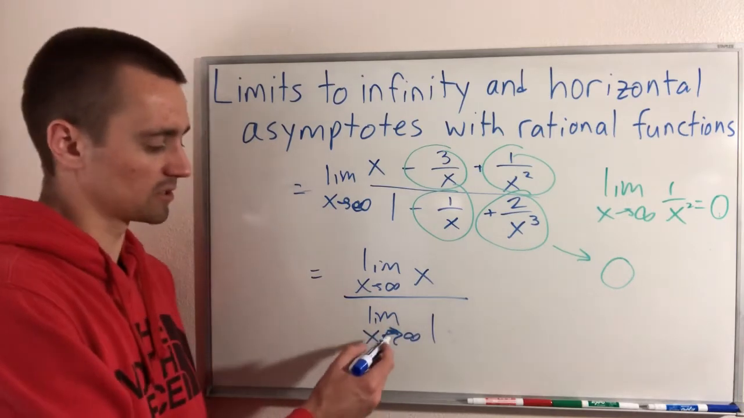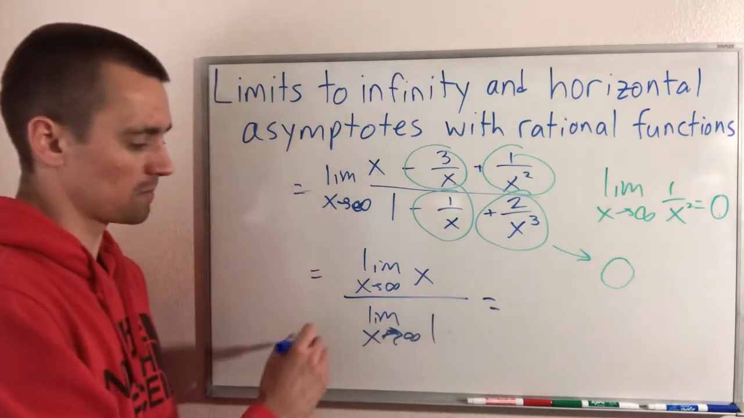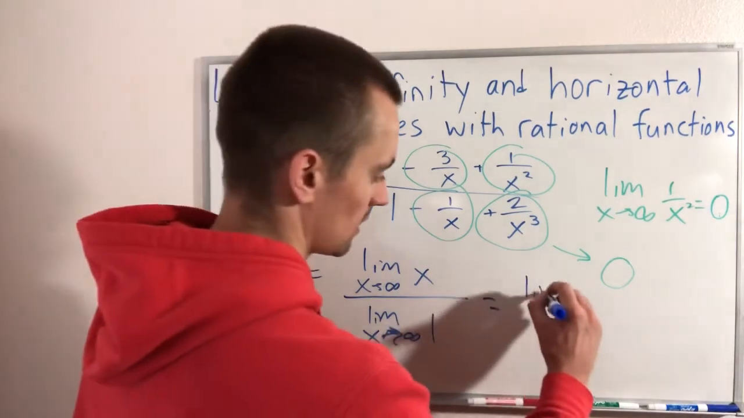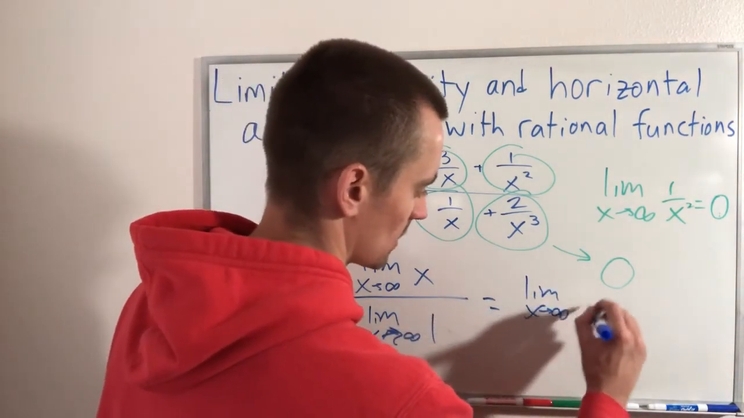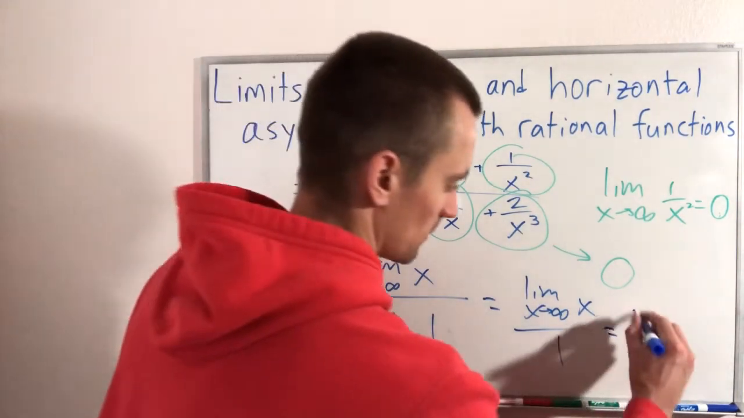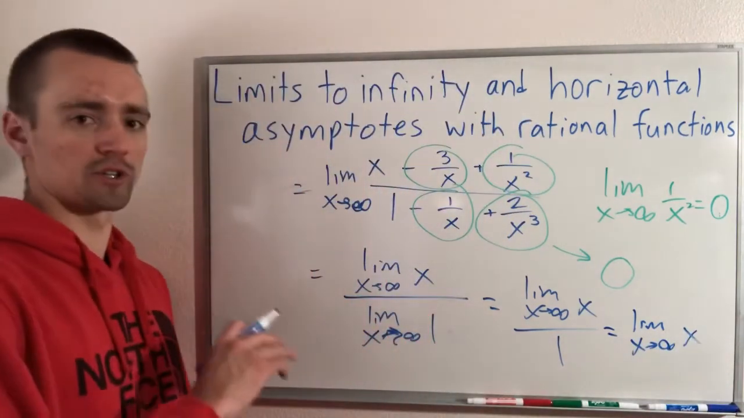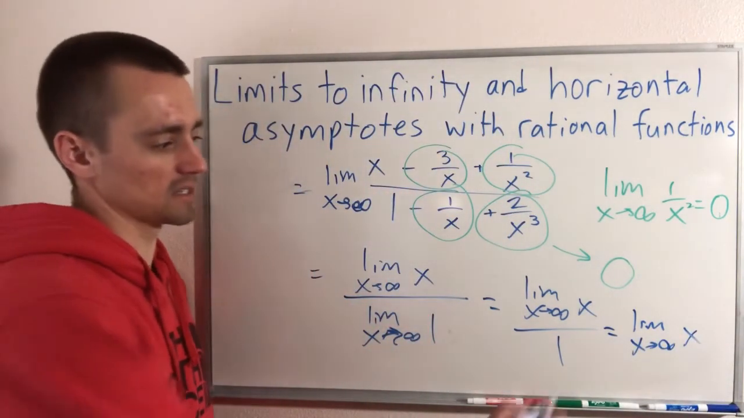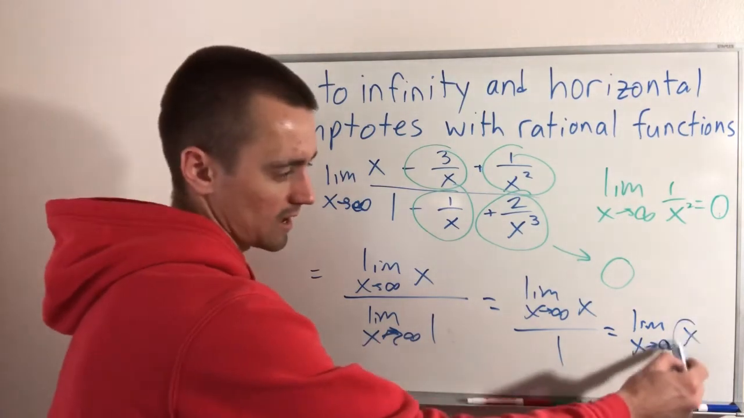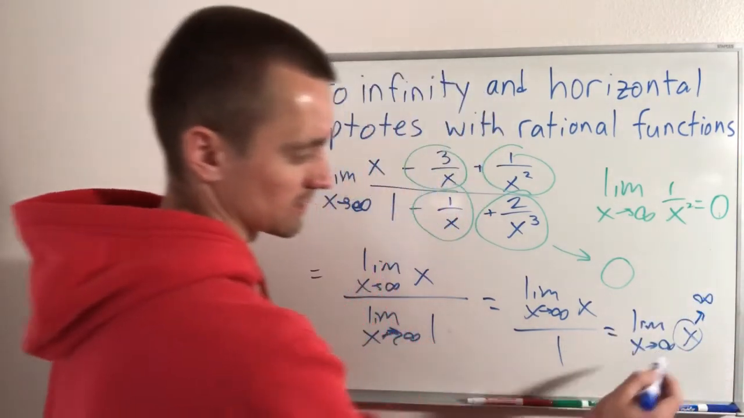Well, the limit as x goes to anything of a constant is just going to be that constant. So basically, this is just going to be 1. So we're just going to get the limit as x goes to infinity of x all over 1. Well, this is just the same as the limit as x goes to infinity of x, which is infinity, right? As x gets really, really big, what number is x going to? Well, x would just go to infinity.